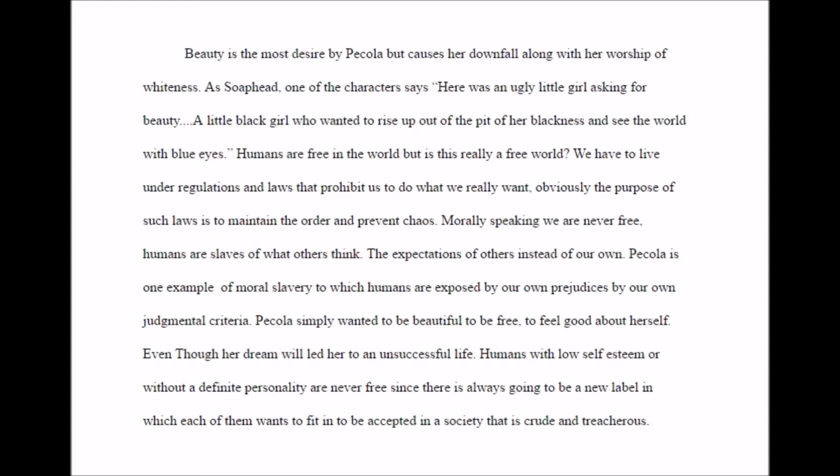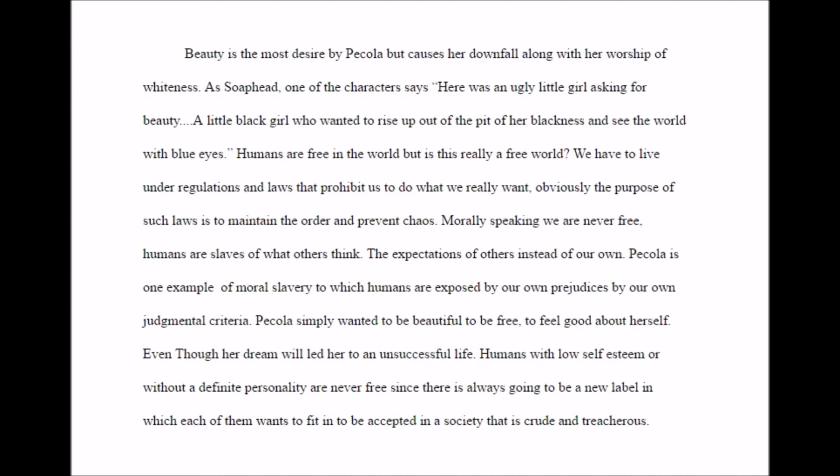We have to live under regulations and laws that prohibit us to do what we really want. Obviously, the purpose of such laws is to maintain the order and prevent chaos. Morally speaking, we are never free. Humans are slaves of what others think, the expectations of others instead of our own. Pecola is one example of moral slavery to which humans are exposed by our own prejudice, by our own judgmental criteria. Pecola simply wanted to be beautiful, to be free, to feel good about herself, even though her dream will lead her to an unsuccessful life.